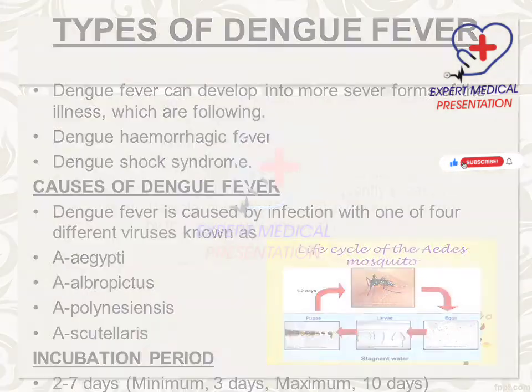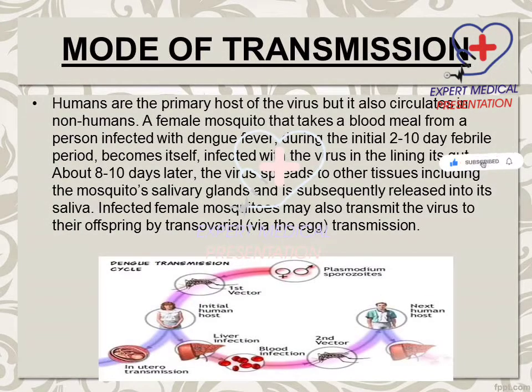Mode of transmission. Humans are the primary host of the virus, but it also circulates in non-humans. A female mosquito that takes a blood meal from a person infected with dengue fever, during the initial 2 to 10-day febrile period, becomes itself infected with the virus in the lining of its gut. About 8 to 10 days later, the virus spreads to other tissues, including the mosquito's salivary glands, and is subsequently released into its saliva. Infected female mosquitoes may also transmit the virus to their offspring by transovarial transmission, via the egg.